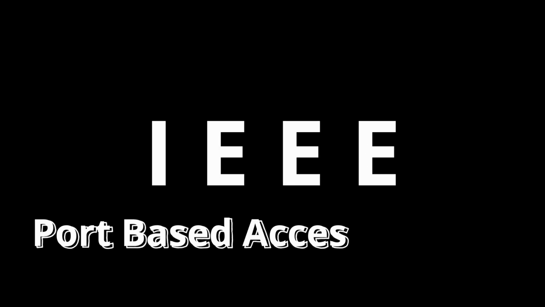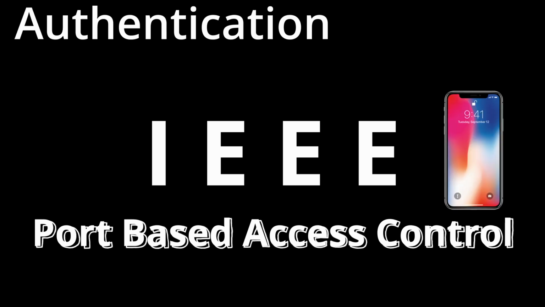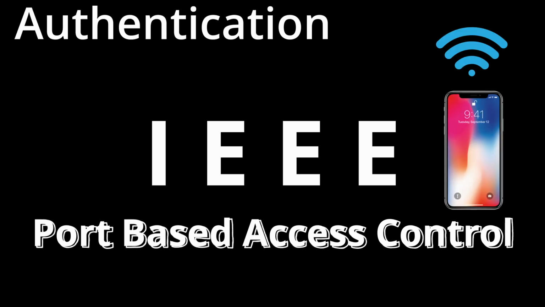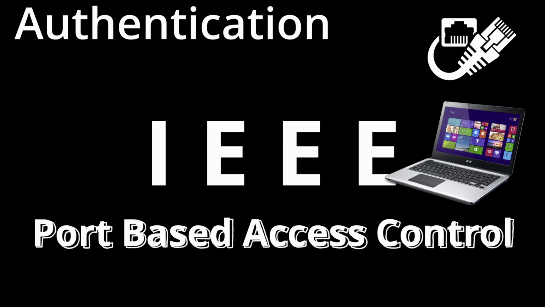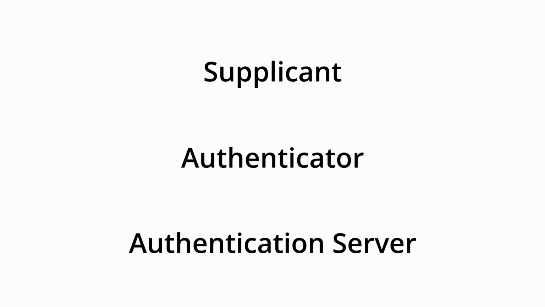802.1x is an IEEE standard for port-based access control to provide authentication protocols to a host device that would like to access a network, whether that's via the wireless local area network or the local area network. In other words, for someone to connect to the network, they have to input a set of credentials to gain access. So how does 802.1x work? Well, it involves three elements: the supplicant, the authenticator, and the authentication server.